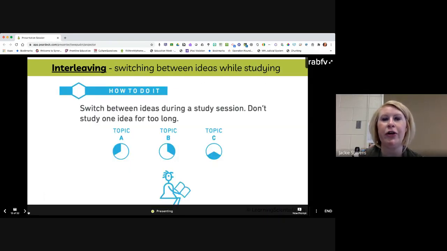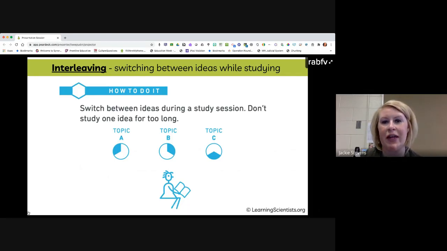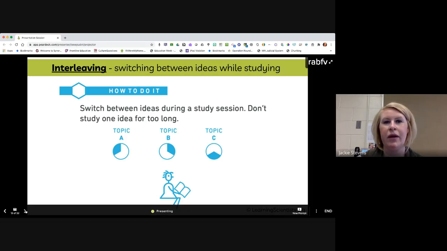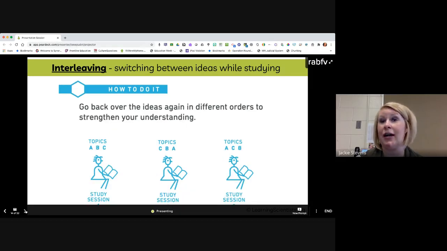All right, our third and final study strategy is interleaving, which is switching. Some of you found the word switch or switching in the word search at the beginning. Switching between ideas while you are studying. And the idea is not to study one idea for too long. So you would spend a little bit of time on topic A, then switch to topic B, then switch to topic C. This feels very unnatural.